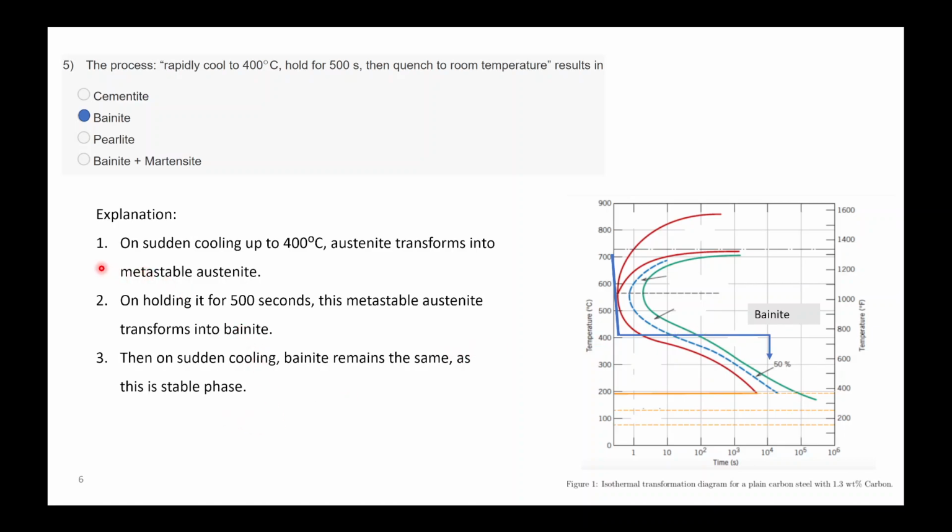So on sudden cooling up to 400 degrees Celsius, your austenite will transform into metastable austenite, and on holding it for 500 seconds, this metastable austenite will transform into bainite, and then on sudden cooling, your bainite remains the same, as this is a stable phase.